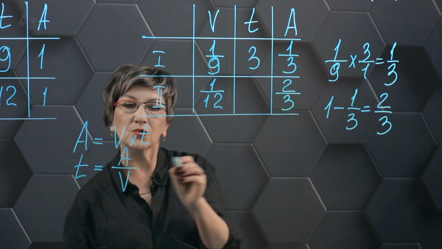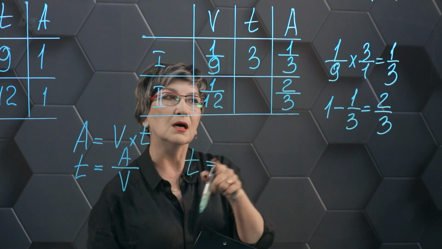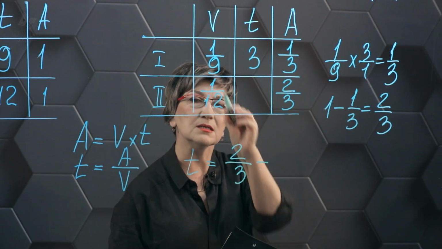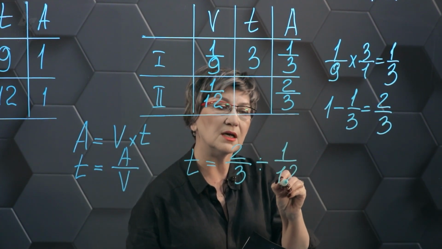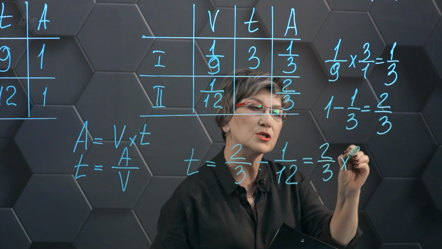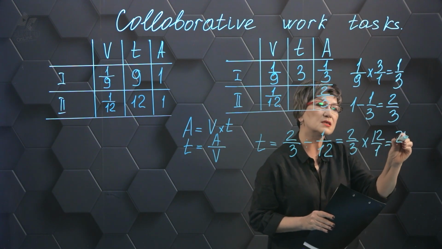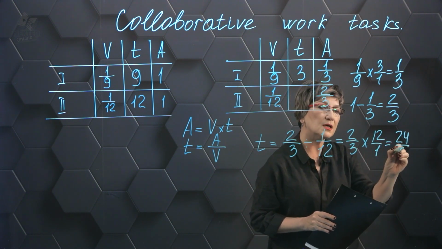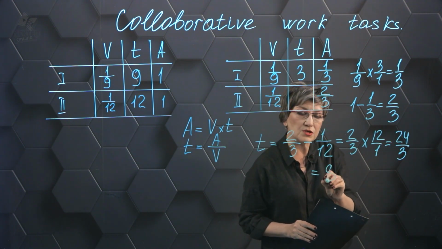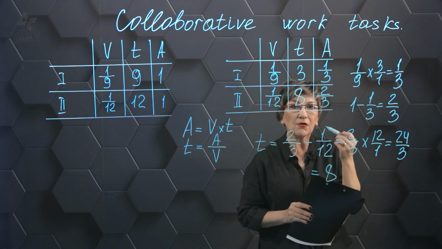Let's use the formula T equals work divided by productivity. Second company's work, 2/3, divided by productivity, 1/12. And then 2/3 multiplied by 12. 2 times 12, 24, and 3 times 1, 3. 24 divided by 3, 8. That is, the second company was operating for 8 months.